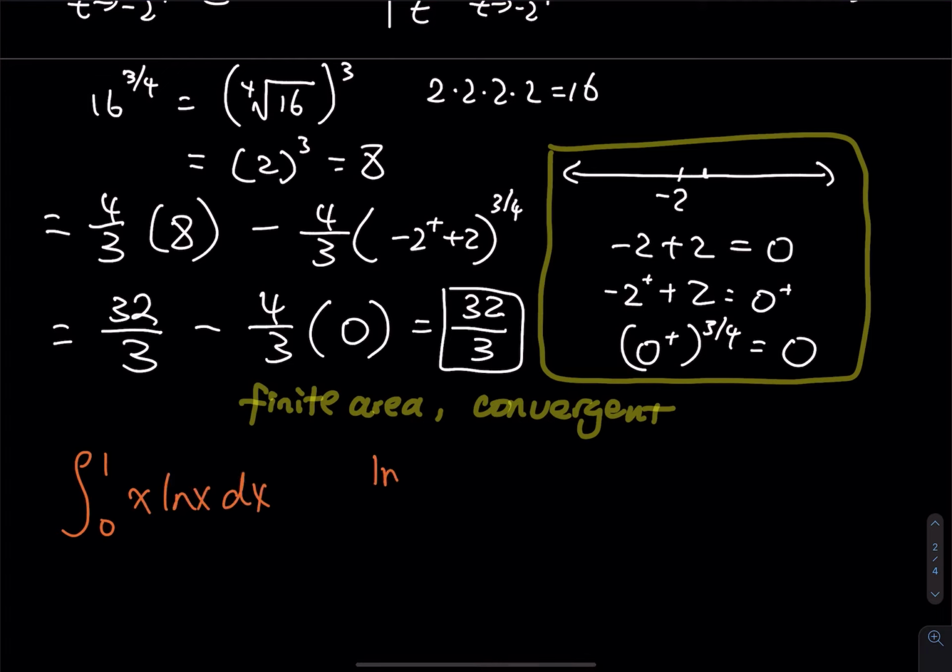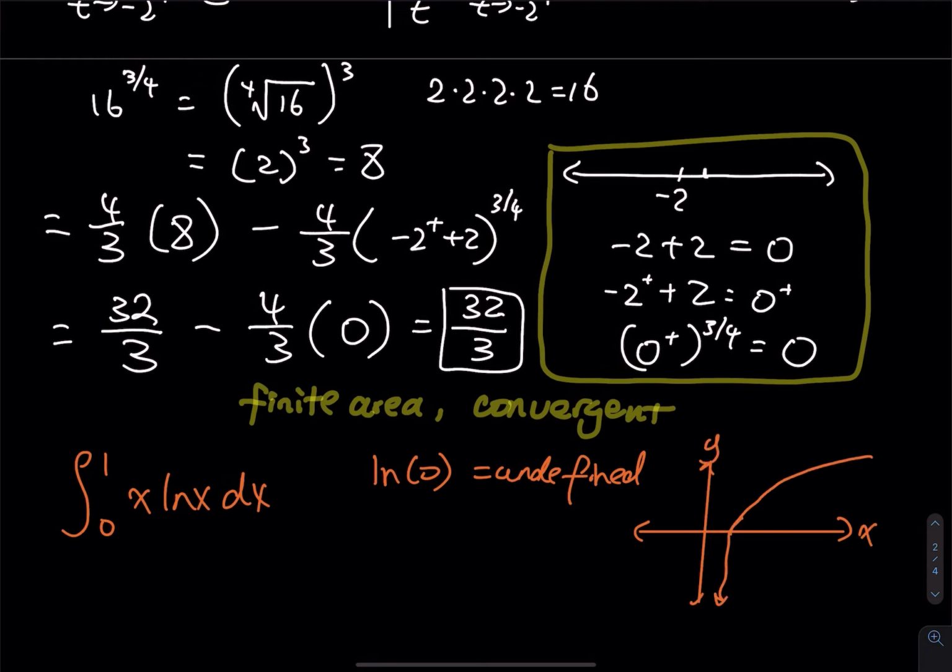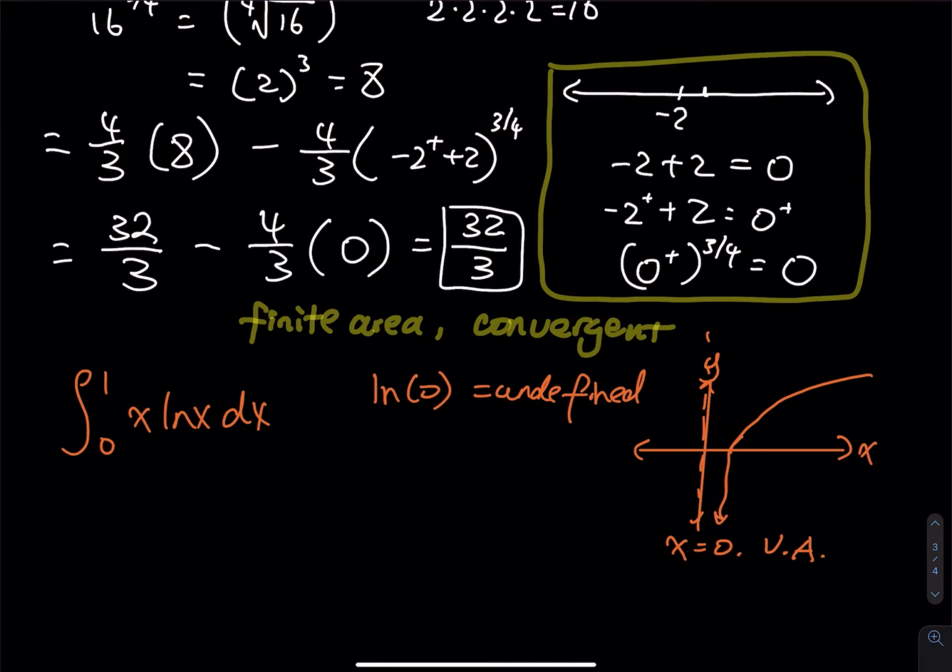And then we know that ln 0 is undefined, because look at the graph of ln. So this is the graph of ln: y-axis, x-axis, we have the graph that looks like this. When x is equal to 0, there is a vertical asymptote. So that's why 0 is a discontinuity.